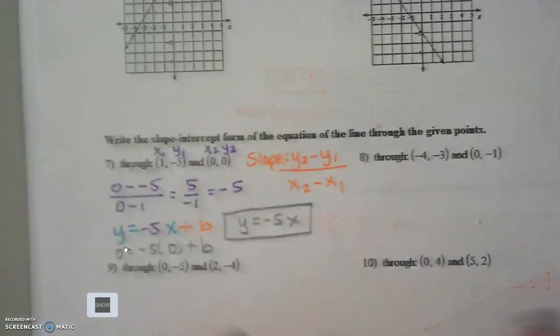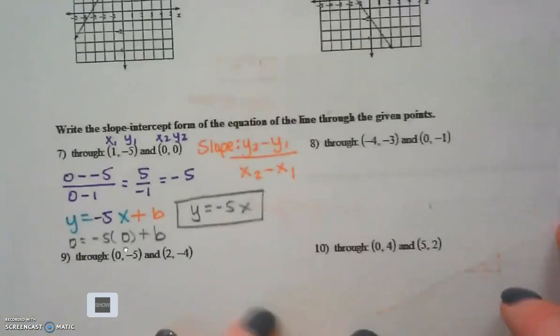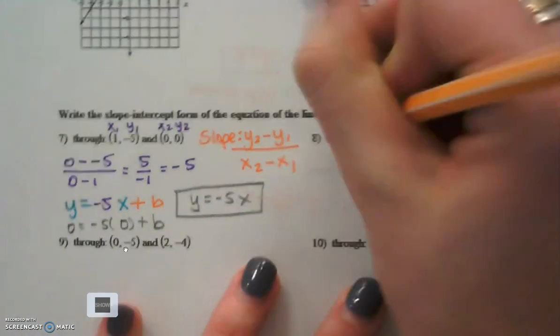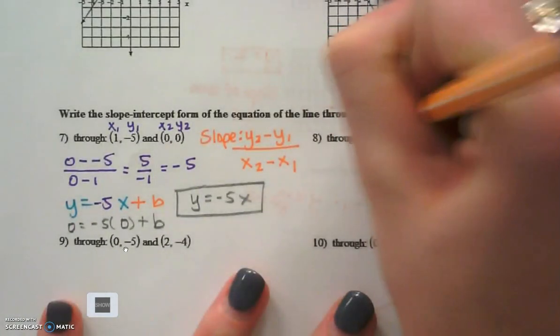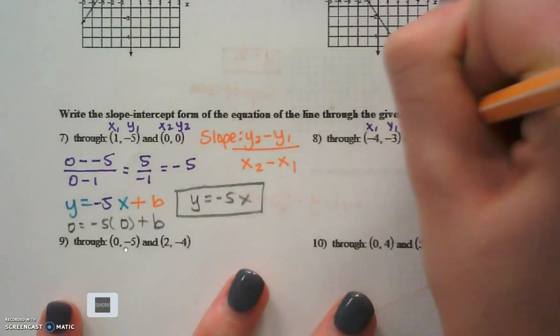Let's try one more example, and you can practice 2 more on your own. So let's label these again. x1 and y1, x2 and y2.